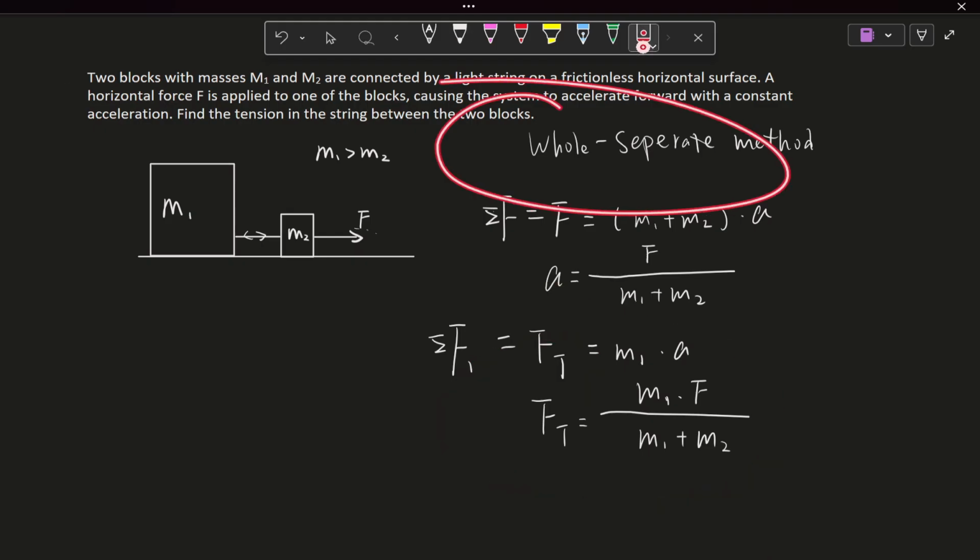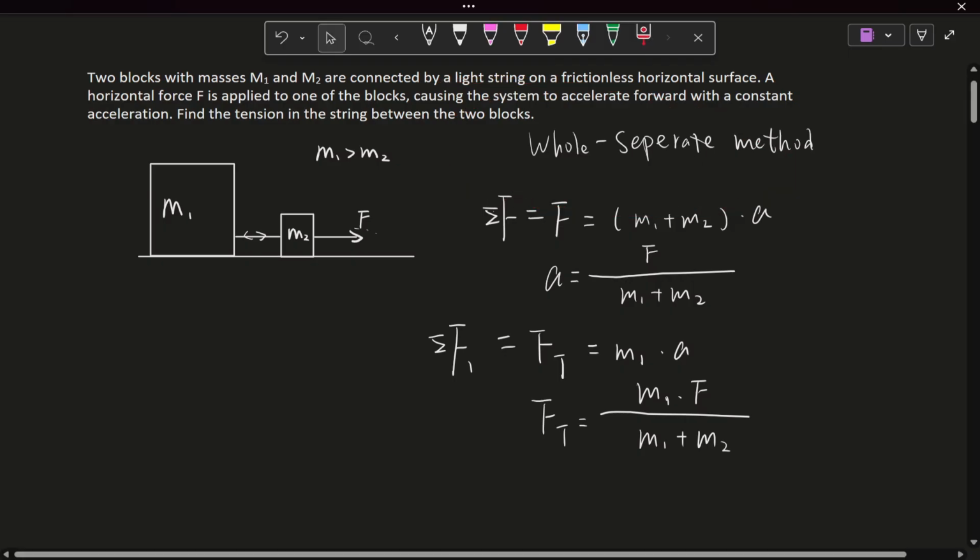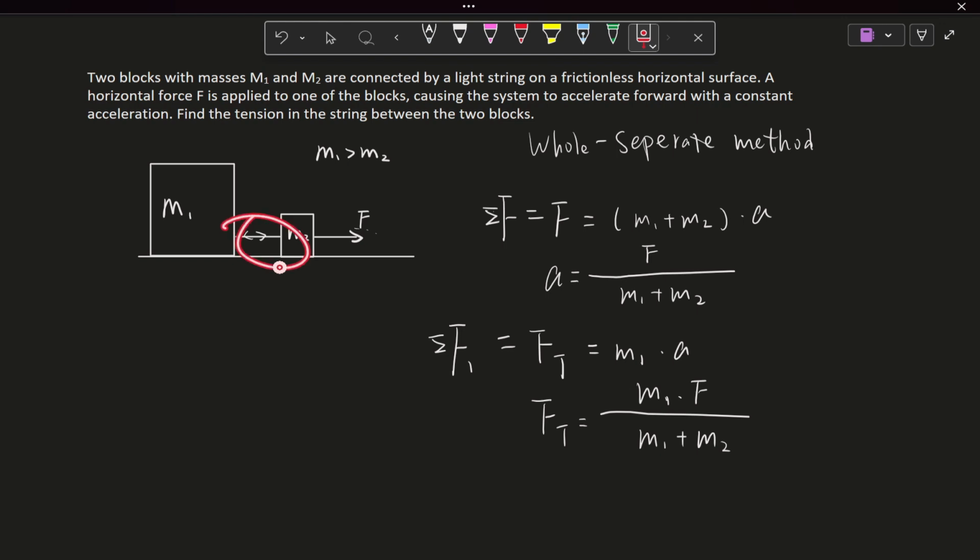This method is actually very helpful when the question is asking you for the internal force. So keep that in mind.